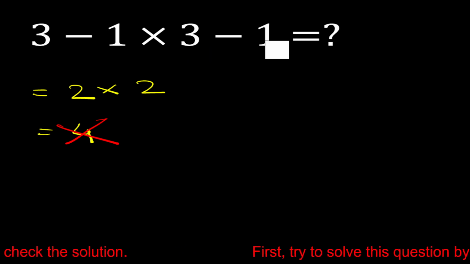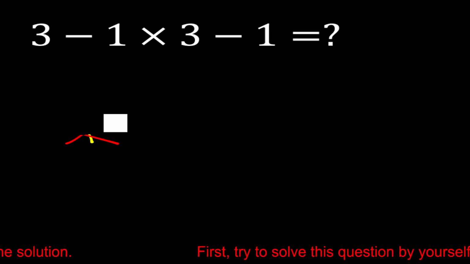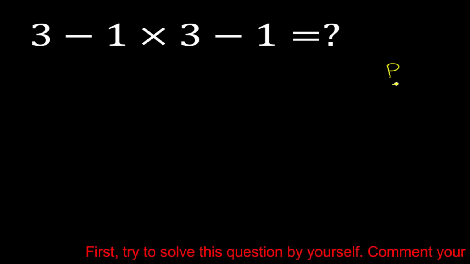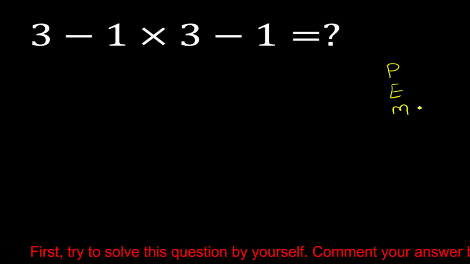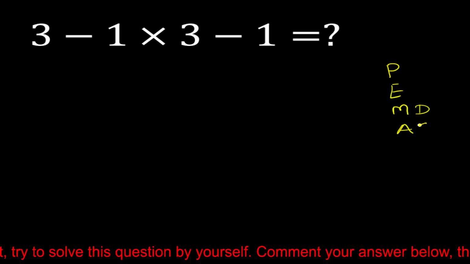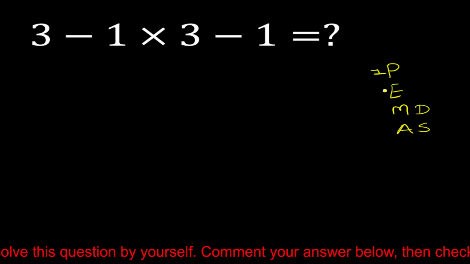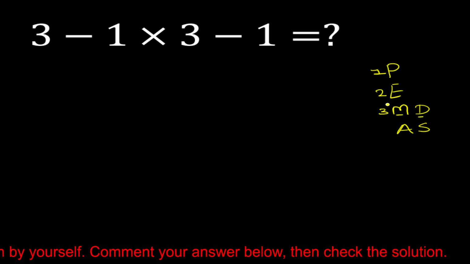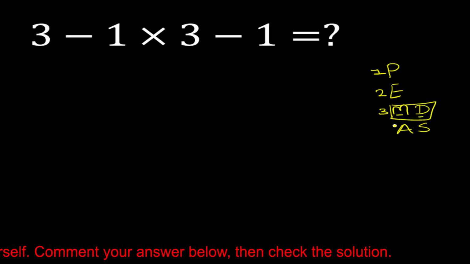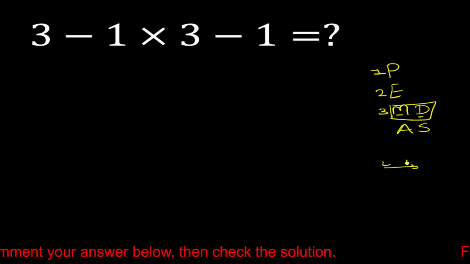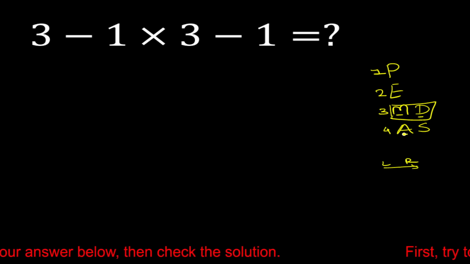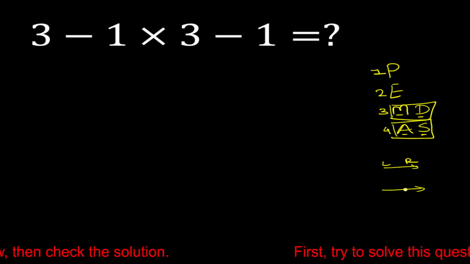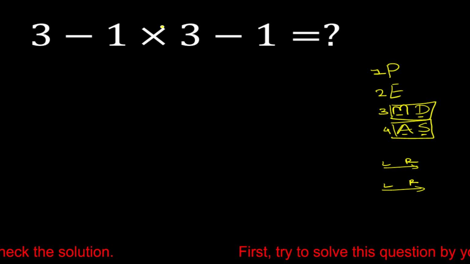So now let's solve this problem correctly by using the PEMDAS rule, okay. PEMDAS, P-E-M-D-A-S. According to PEMDAS, first priority is parenthesis, then second priority is exponents, and third priority is multiplication and division. Here multiplication and division both have equal priority, so we have to solve it from left to right. Then fourth and last priority is addition and subtraction. Also addition and subtraction both have equal priority, so we have to solve it from left to right, okay.